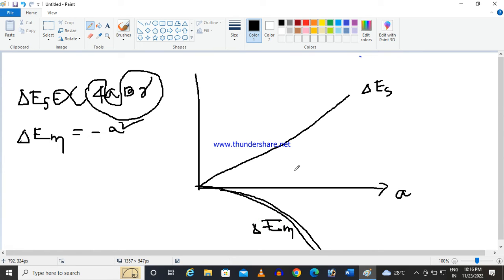Now if you sum these two, the total energy change, if you get the summation, you will get a curve like this. Am I right? So this is the delta ET. Now if you see the red color curve, this is having a maxima. Here it is maximum. Okay.